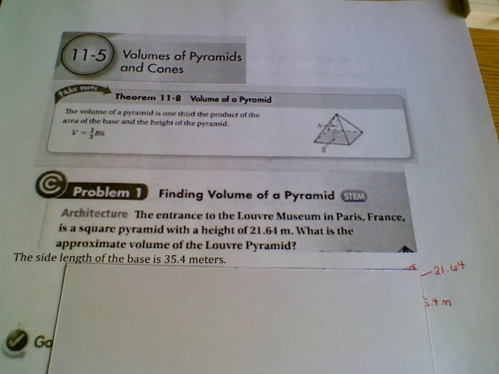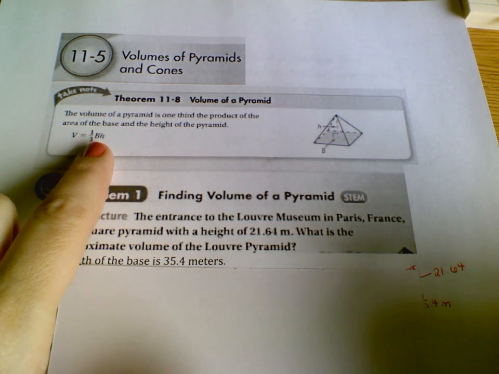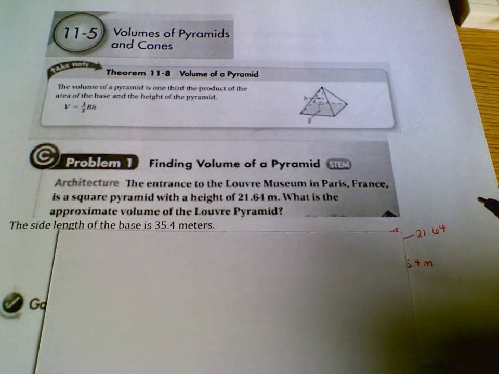11.5 is where we're going to find the volume of pyramids and cones. So for finding the volume of a pyramid, I'm going to do a third times the area of the base times the height. So just a little bit different than a prism and a cylinder. So here's my first problem.